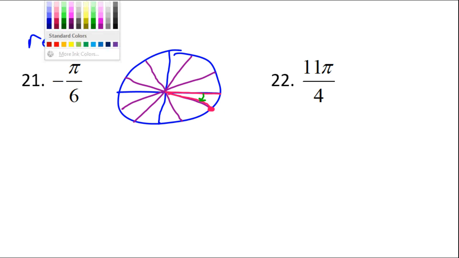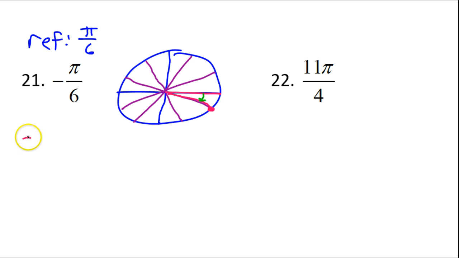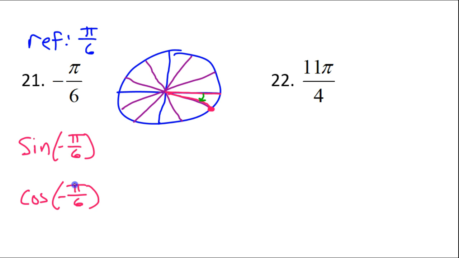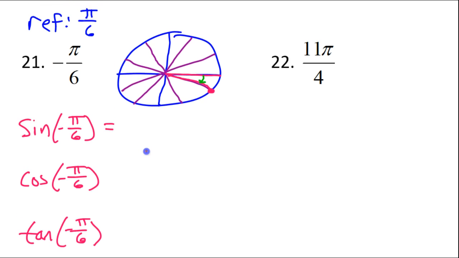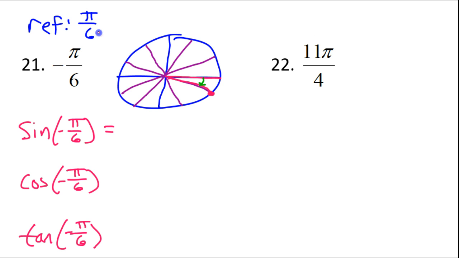So let's get going talking about sine of negative pi over 6 and cosine of negative pi over 6 and tangent of negative pi over 6. Well, look at the reference angle for a start. So what's the sine of pi over 6? Well, we've memorized that the sine of pi over 6 is 1/2. Do we need a negative sign on it? Well, in this quadrant, the sine function is negative, so yes.